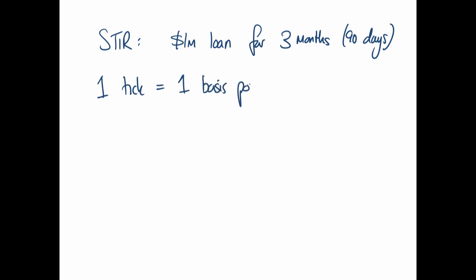So the contract cannot move. The contract will be priced with a certain percentage priced into it. It can't move by a fraction of a basis point. A basis point is the minimum movement that the contract can make in terms of price.